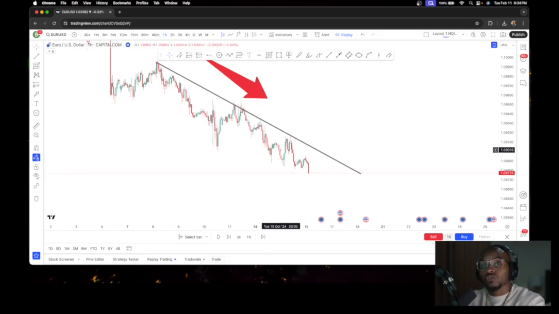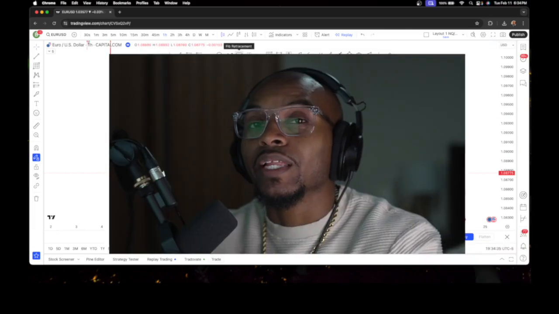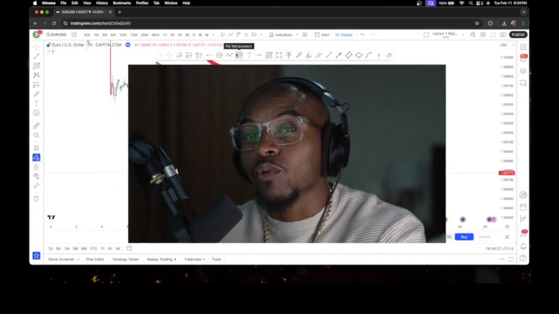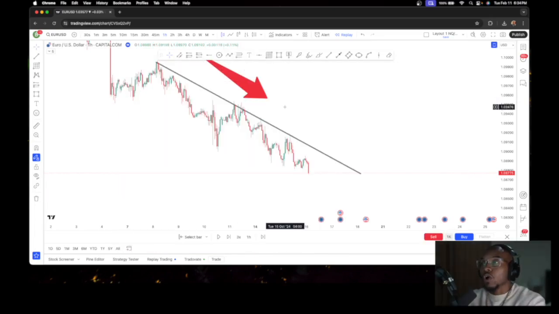So what you can also do is add some support and resistance lines as well to help you out. I made a support and resistance video, so if you haven't watched that, check it out. So if we're only using this trend line to trade, then we know that we want to see price come near this trend line and then give us a signal that it wants to go back down.